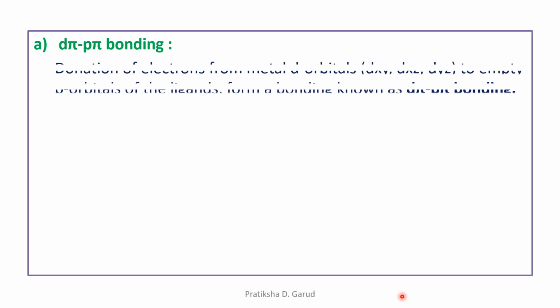We have the first one, that is d-pi p-pi bonding. Again, there is a formation of a pi bond between the d orbital of metal and the p orbital of the ligand. So how is the pi bond formed? The pi bond is formed due to the lateral or sidewise overlapping of the atomic orbitals.